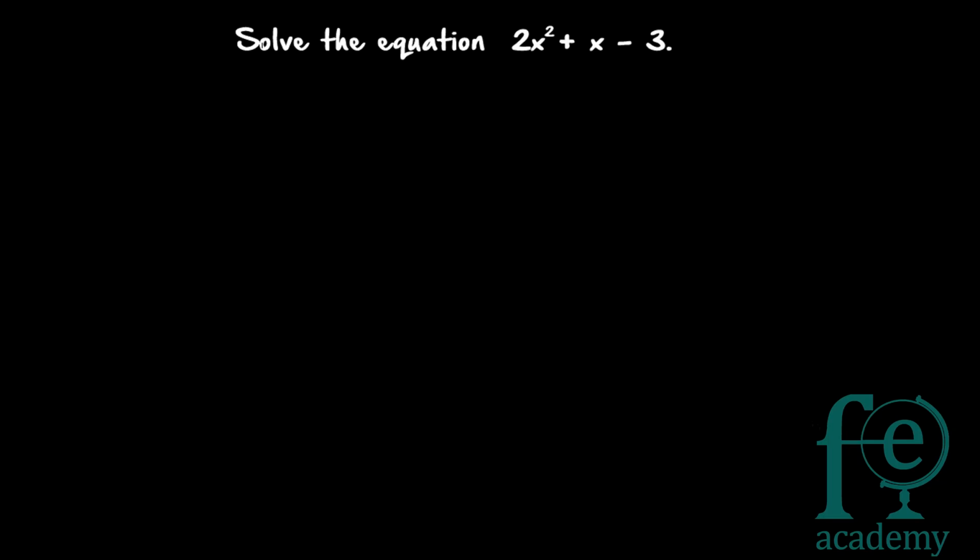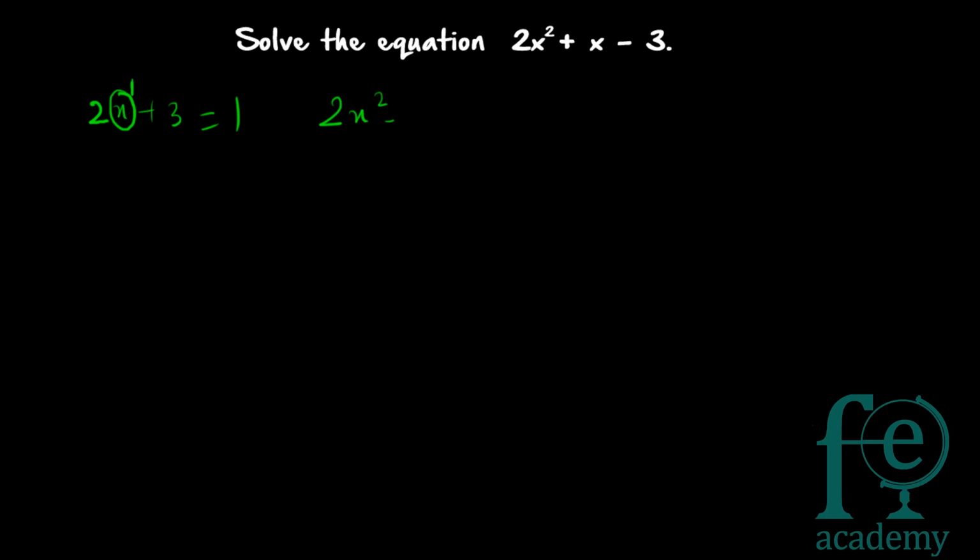quadratic equation. A linear equation means the highest power of x is equal to 1. So suppose you say 2x plus 3 is equal to 1. This is a linear equation because the highest power of the unknown variable is 1. But here you can see the highest power of the unknown variable is 2.